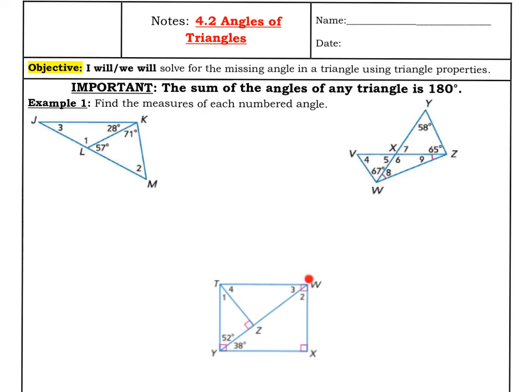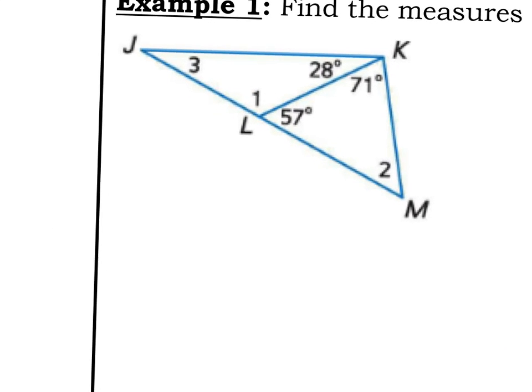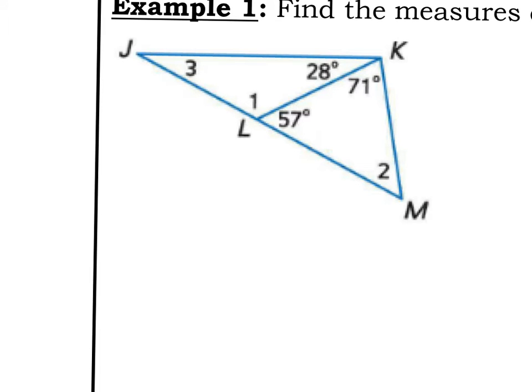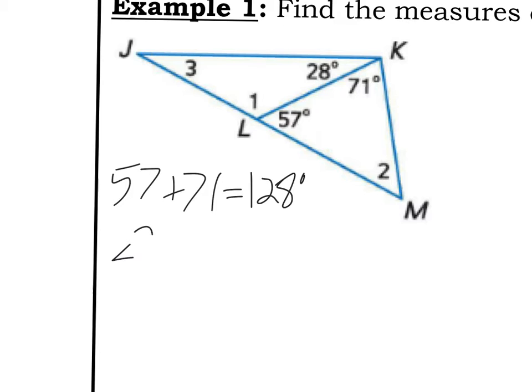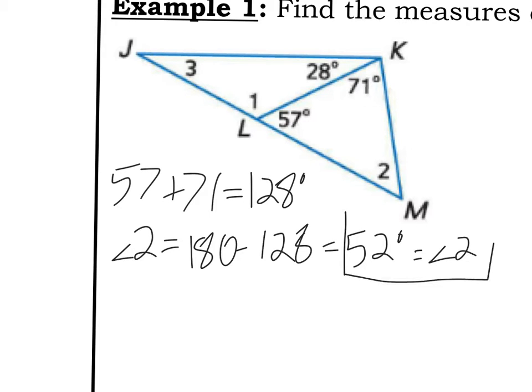So here I have some examples, and we're going to figure out the measures of each missing angle. So let's start with this one right here. I think the easiest one to get right now is angle 2. 57 plus 71 is going to be 128 degrees. And so angle 2 is going to equal 180 minus 128, which is going to be 52 degrees.